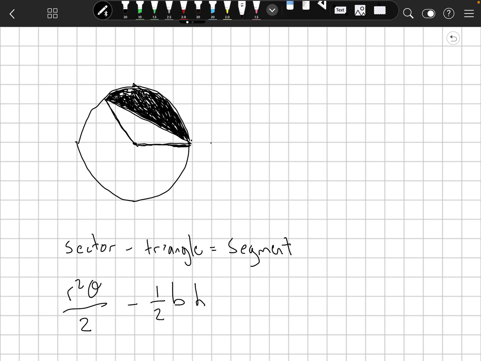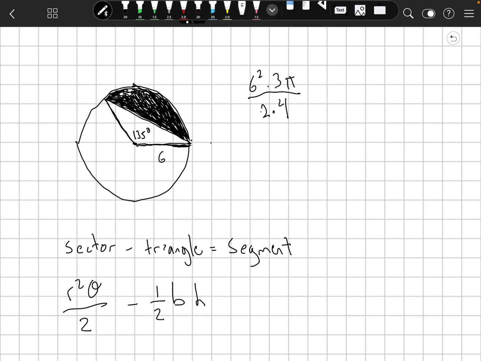So let's give some measures to this. We're going to have a radius of 6, and this is 135 degrees. Let's find the area of the whole sector. We've got r squared, that's 6 squared. And for theta, it would be easier to work in radians, so 135 degrees, hopefully you're getting good at converting that, is 3 pi over 4. So times 3 pi over 4, and times 2.